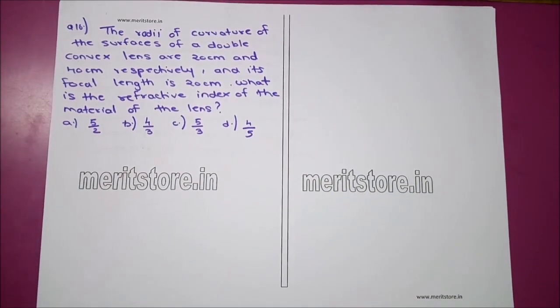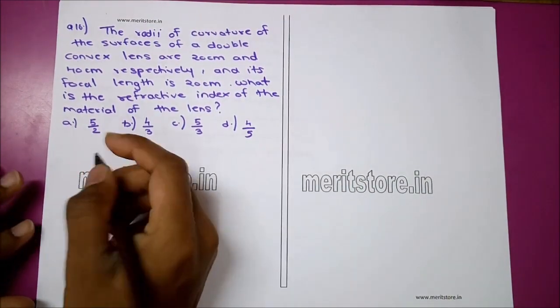The radii of curvature of the surfaces of a double convex lens are 20 centimeters and 40 centimeters respectively, and its focal length is 20 centimeters. What is the refractive index of the material of the lens? The options given are 5 by 2, 4 by 3, 5 by 3 and 4 by 5.